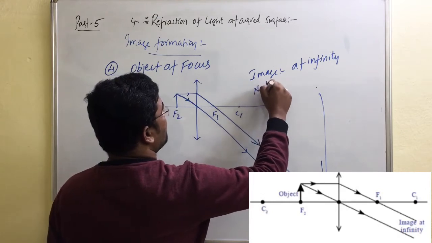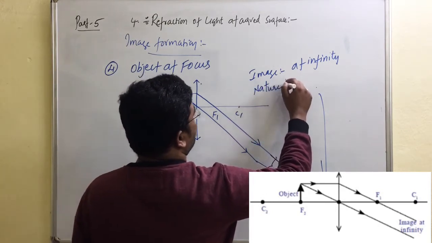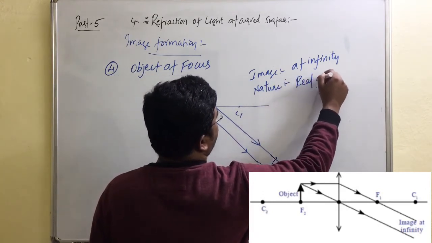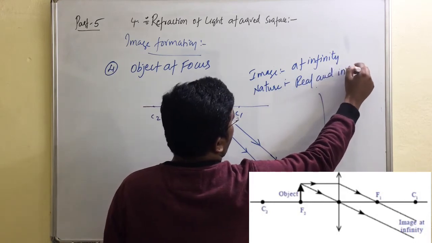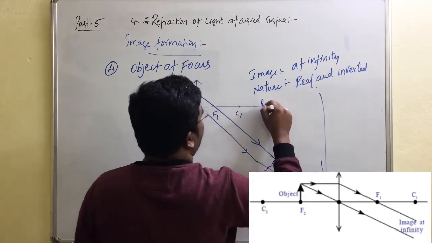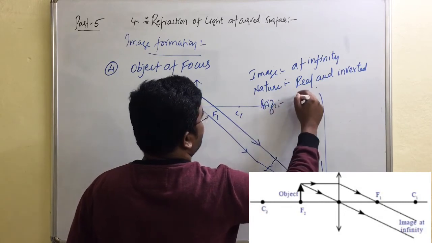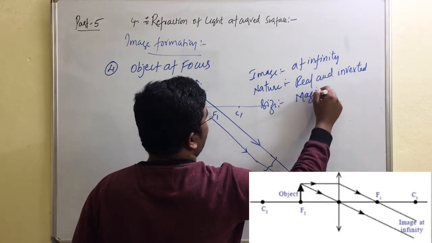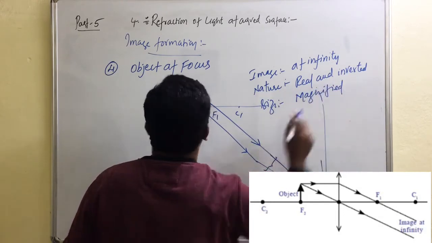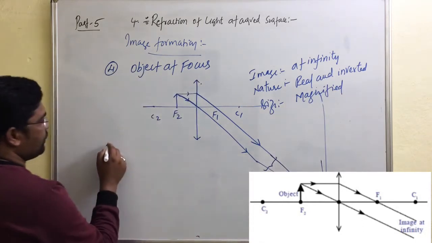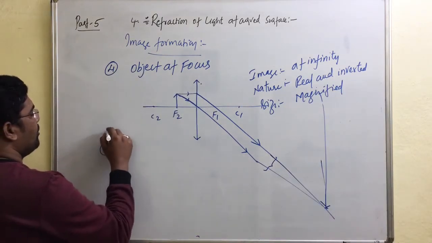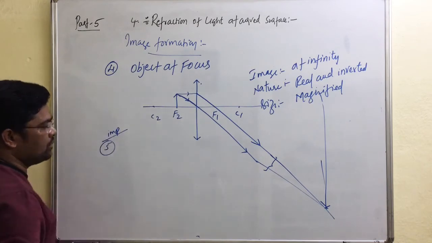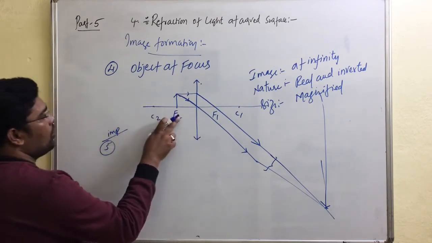Okay, nature, real and inverted. Okay, and size is magnified, highly magnified. Clear for everyone? So this is the position. Now let us draw the fifth position, which is a very important one. Many times it was asked in the examination also, right? Now we have done object at focus.